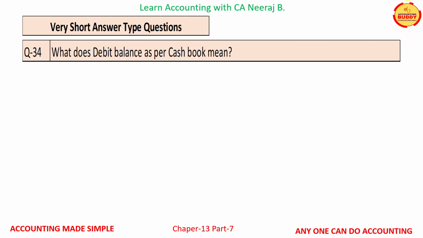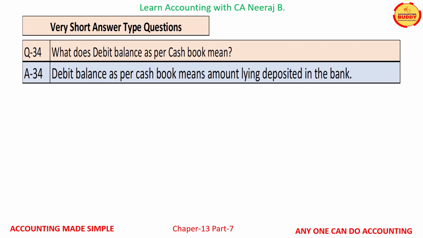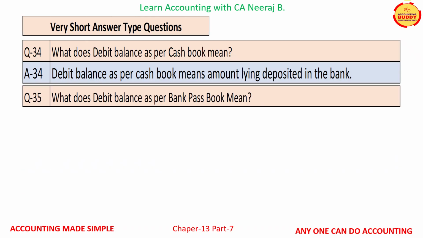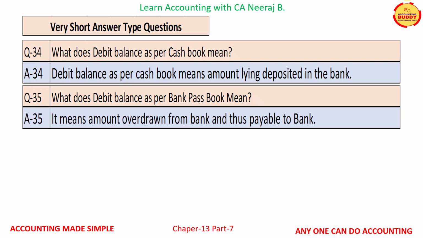Question number 34 is what does debit balance as per cash book mean? The answer is debit balance as per cash book means amount lying deposited in the bank. Question number 35 is what does debit balance as per bank passbook mean? The answer is it means amount overdrawn from bank and thus payable to bank.